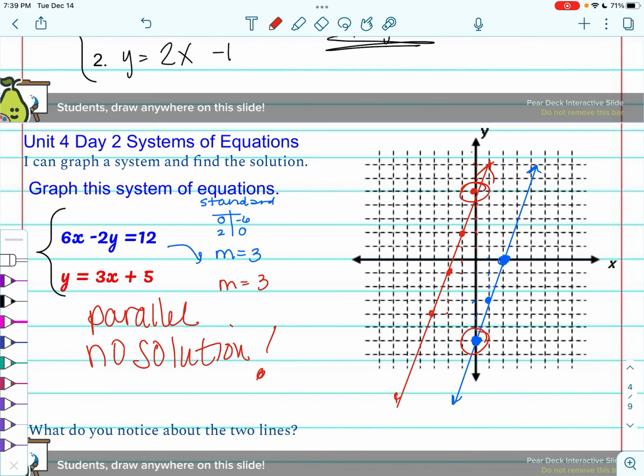Okay, so if I asked you for the solution to this system of graphs, you would graph them and find out that they are parallel and there would be no solution.